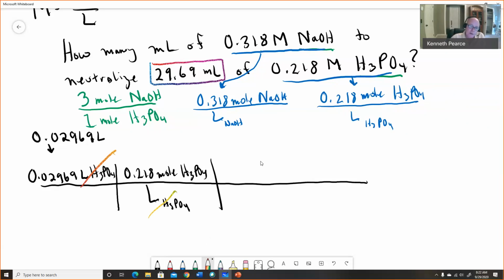Now, we put a check mark, and we're looking for moles phosphoric acid, and that's in our mole ratio, so we'll leave that like it is and not flip it over. And so we copy that down. 3 moles sodium hydroxide for every 1 mole H3PO4, which is phosphoric acid, and we've used that as well.